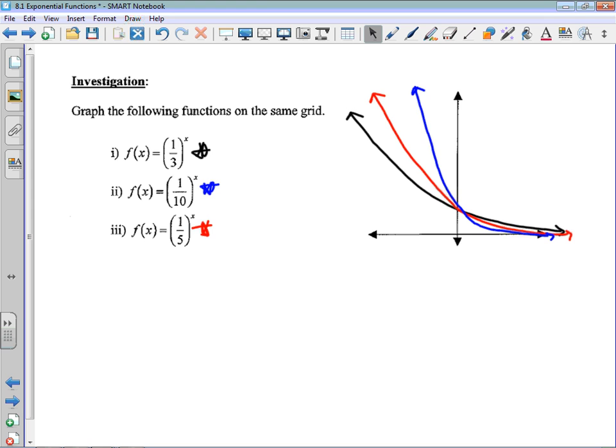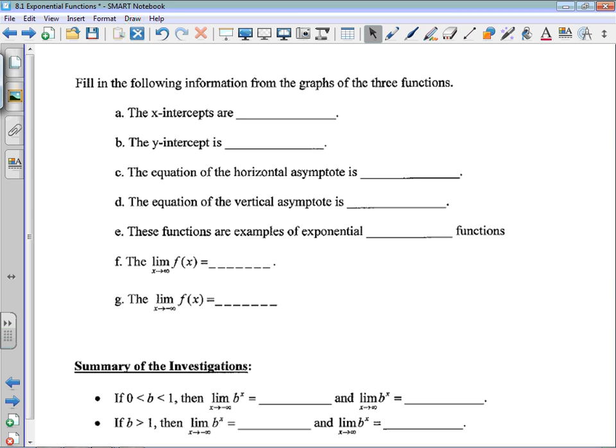Okay, and then the following information: the x-intercepts still don't exist. The y-intercept actually isn't changed. It's still at 0, 1. Our horizontal asymptote is still at y equals 0. There is no vertical asymptote. And then these functions are examples of exponential decay functions.